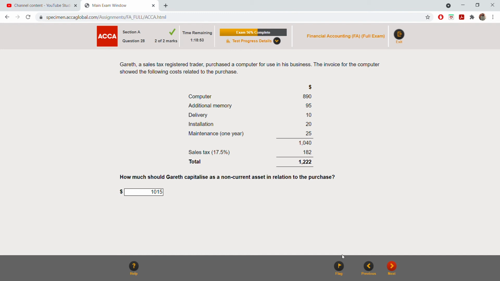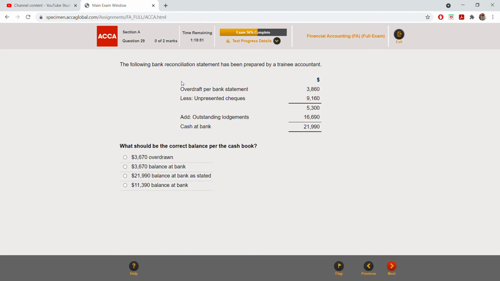Next, the following bank reconciliation statement has been prepared by a trainee accountant. What should be the correct balance per the cash book? Okay, how do you do this? So what is the overdraft per bank statement? It is 3860. Then unpresented checks, you less.